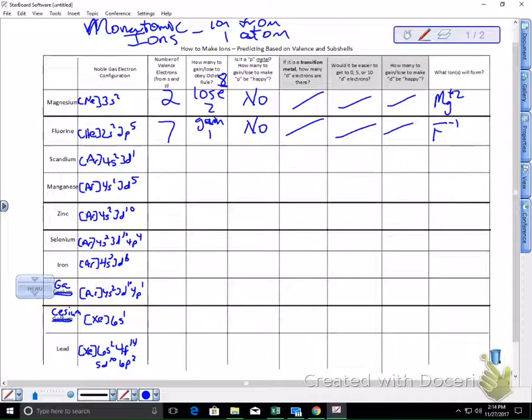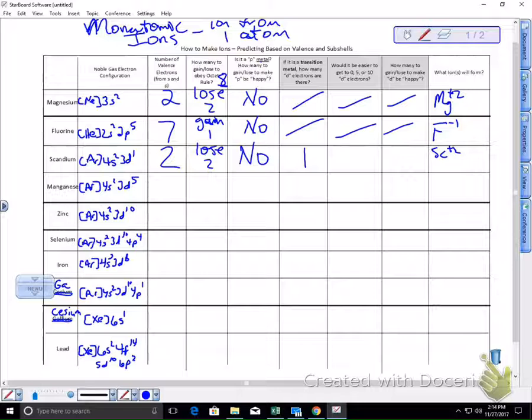So here we have scandium. By the strictest definition, it has 2 valence. So to get rid of those, it will, as a metal, lose 2. So scandium could be +2. Now, is it a p metal? No, so we don't have to worry about the p block. But it is a transition metal. So there is 1 d electron.